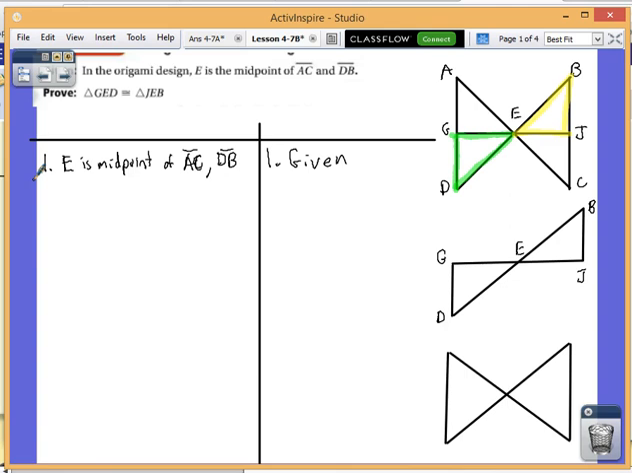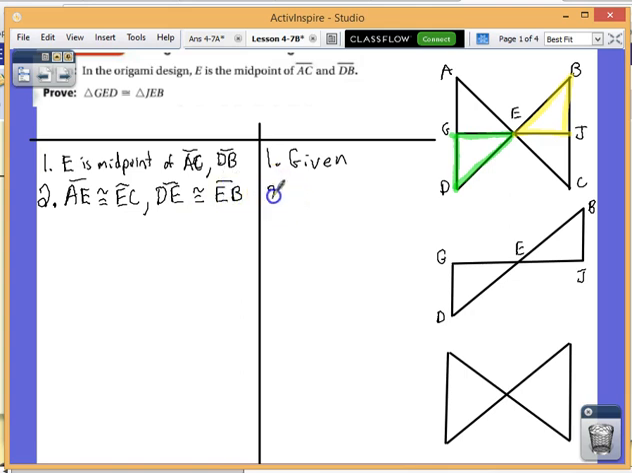Well, what does a midpoint do? It divides a line into two congruent parts. So the first place my brain is going to go is, you know what? I probably need to do something with the midpoint. And in this case, the midpoint breaks AC up into two congruent parts, AE and EC. And then E also breaks DB up into two congruent parts, DE and EB.